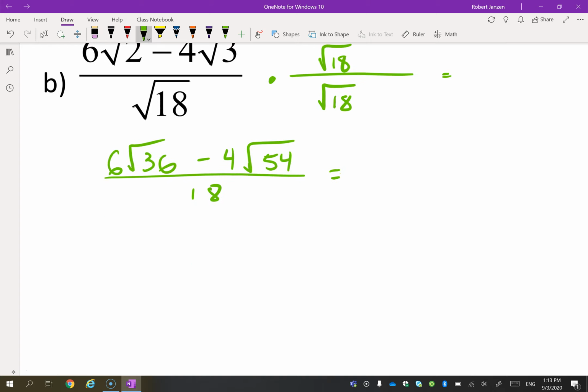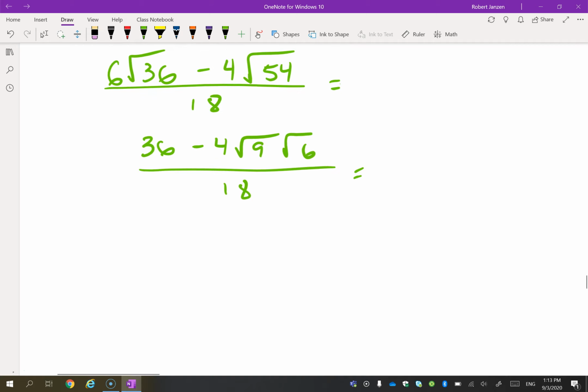6 times 6 is 36, minus 4 times 9 root 6, over 18, which gives me 36 minus 12 root 6 over 18.